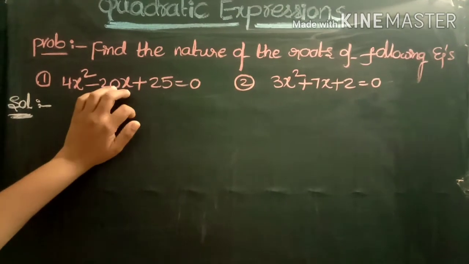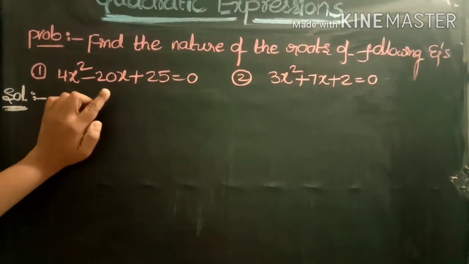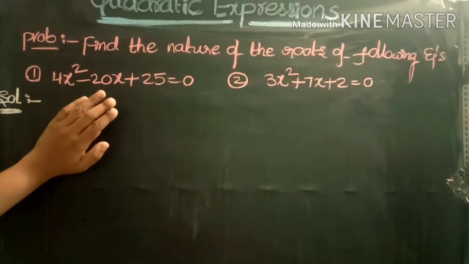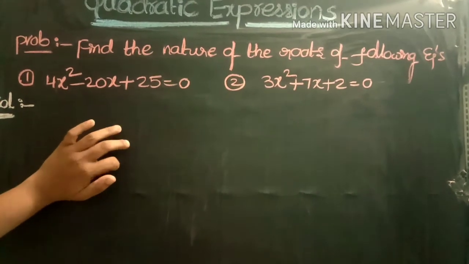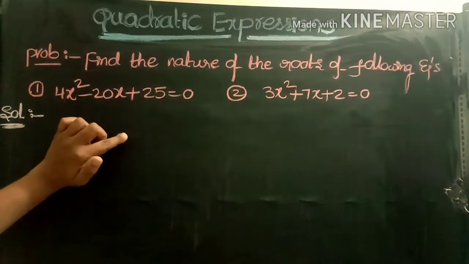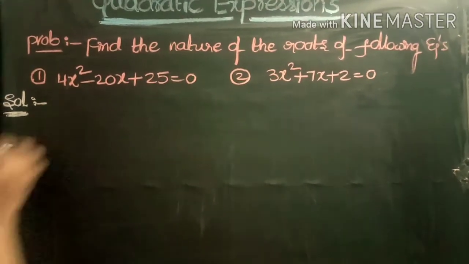We want to find the nature of the roots and here there is no need to find the roots of the given equations to tell the nature of the roots. So it is enough to find the discriminant value to tell the nature of the roots. So in each of the cases we find the value of b square minus 4ac and depending upon that value we can tell the nature of the roots. That's the procedure.